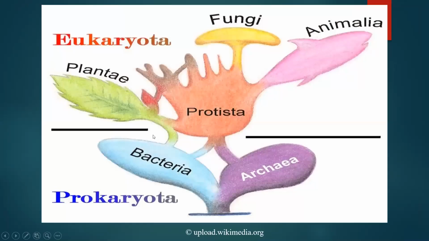This is the tree structure of evolution. Prokaryotes include bacteria, and similar to bacteria there is archaebacteria, which we will study later on. After this, eukaryotes developed, which include fungi, algae, plants, animals, everything. Okay, thank you.